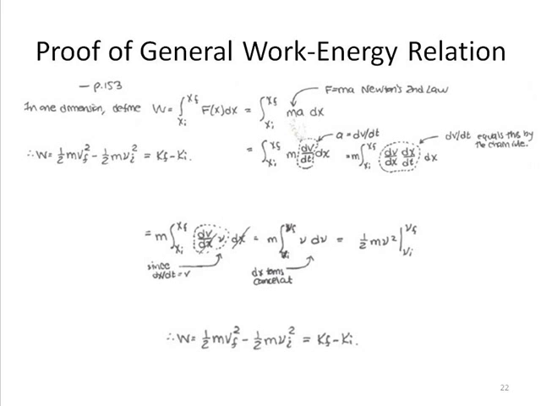What we have here, though, is we have to show that this relation is true even if we have a variable force. Define the force as the integral of f of x dx. Using Newton's second law, the force is simply equal to ma. So it's the integral of ma times dx. We then substitute dv dt for the acceleration. That's the definition of acceleration. We then have dv dt times dx.